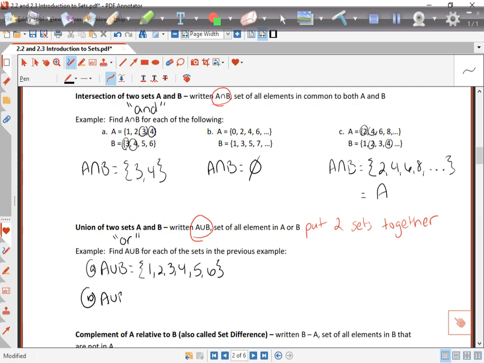Part B, A union B. Okay, we have 0, 2, 4, 6, and then we had 1, 3, 5, 7. You can start with the evens, but it's nice to put them together and put them in order so you only have one set of dots. In fact, I don't think my math lab will take two sets of dots. So you'd have 0, 1, 2, 3, and so on. And if you remember, this was also the whole numbers, so you could also put that this is W. I will take 0, 1, 2, 3. That is perfectly fine.